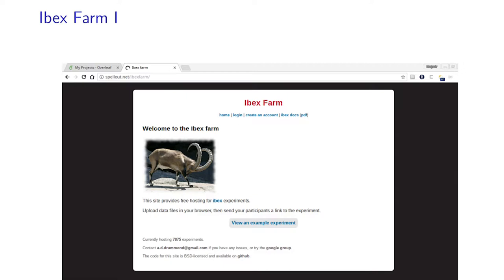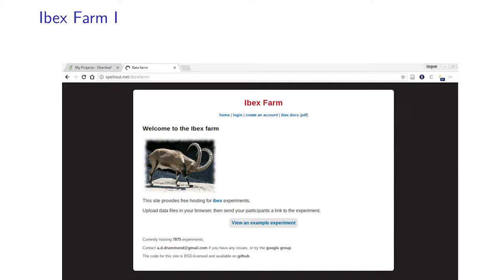And it's too small for you, but now there are something like 7,875 experiments run there. So a lot of current linguistic experiments are run there. The IBEX farm is nice software. You have to code the experiment in JavaScript, but it's easy. It measures reaction times of subjects, and you can use self-paced experiments, self-paced reading, and stuff like that.